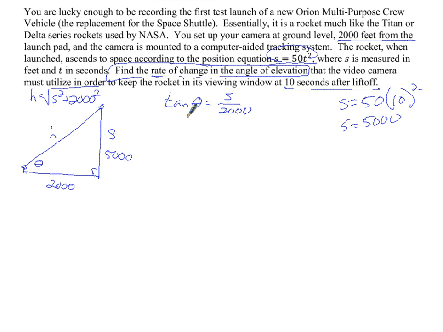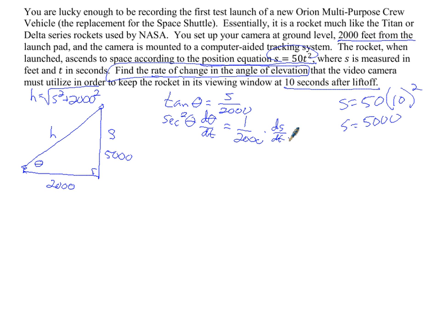So I need to take the derivative with respect to time of tangent theta. What do I get? Secant squared theta times d theta dt, equals? That is a 1s, so it's like 1/2000th times s. So when you take the derivative of that, the s goes away and you're left with the 1 over 2,000 times ds over dt.